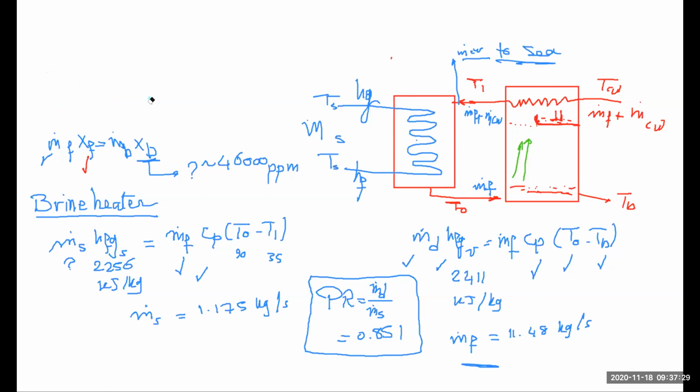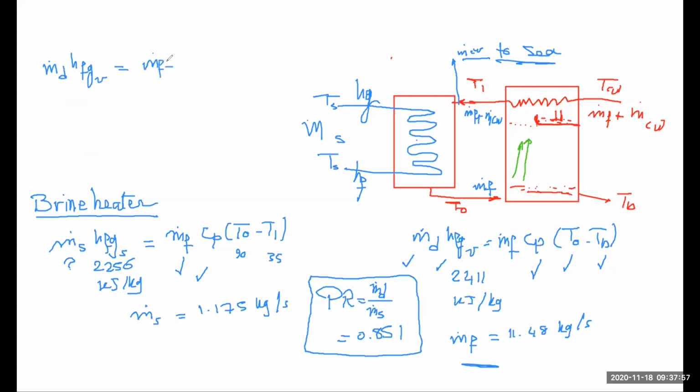Now, having calculated the PR, we can make a simple energy balance to calculate the cooling water flow rate in the stage. This is the energy we have calculated, which is m dot distillate into HFG of the vapor, which is going to condense outside the surface of these tubes. This is going to heat the flow, which is m dot feed plus m dot cooling water, from T cooling water to T1.